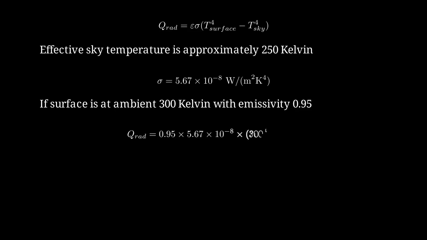Plugging in the numbers, Q radiative equals 0.95 times 5.67 times 10 to the negative 8 times 300 to the fourth minus 250 to the fourth. 300 to the fourth is 8.1 times 10 to the ninth. 250 to the fourth is 3.9 times 10 to the ninth. The difference is 4.2 times 10 to the ninth. This gives us approximately 226 watts per square meter.